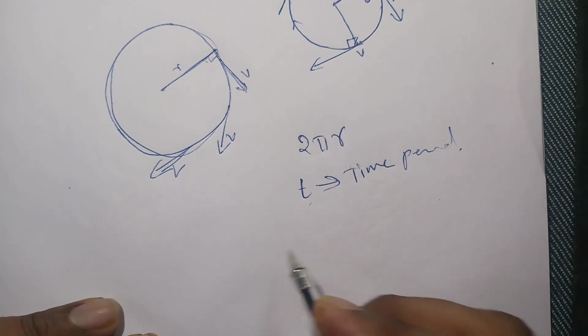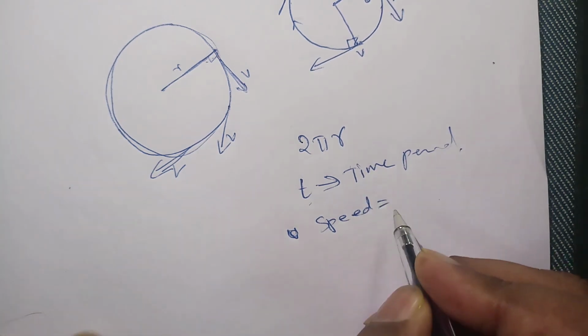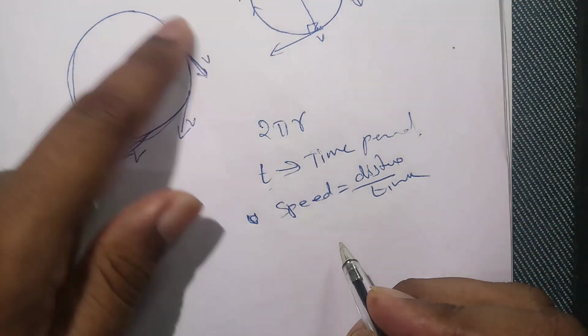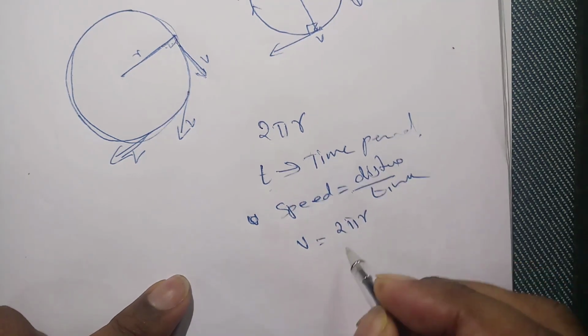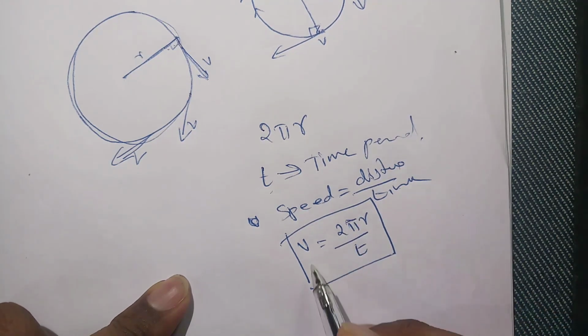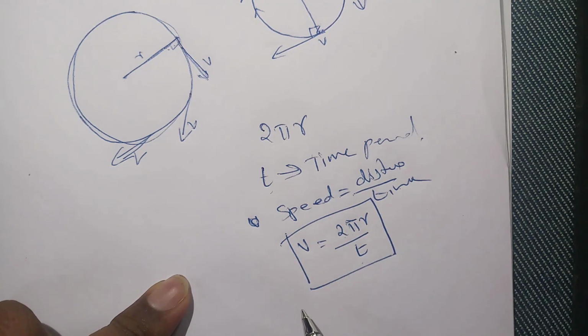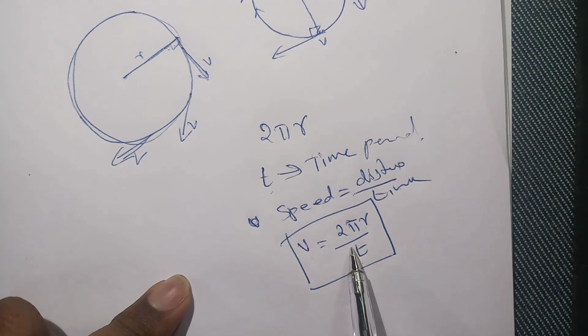Now already we have the equation for velocity, or speed you take. What is speed? Speed is equal to distance by time. So if you take one complete circle, what is the distance? v is equal to 2 pi r divided by t. This is a very important equation. The speed of the object moving in a circular path is given by 2 pi r by t, where t is the time for one rotation, r is the radius, v is the speed. And velocity is also the same thing, but the direction of the velocity changes.